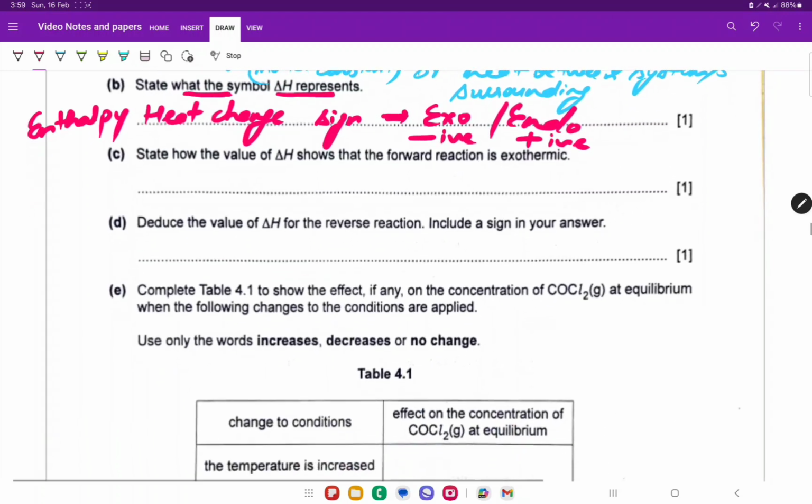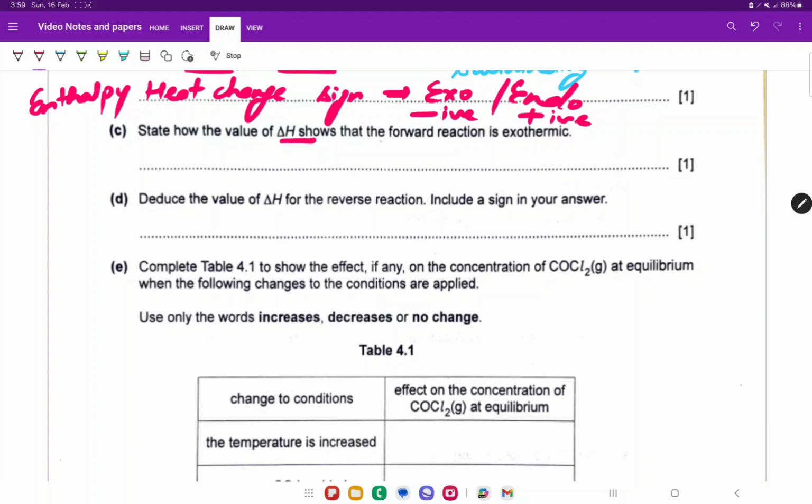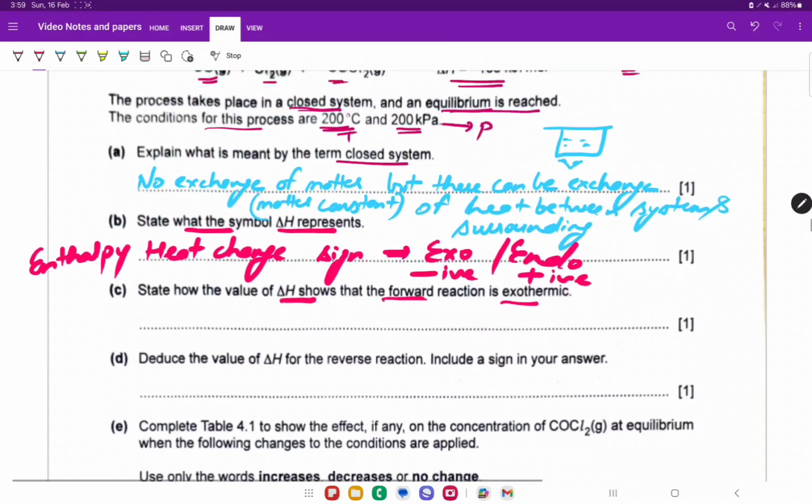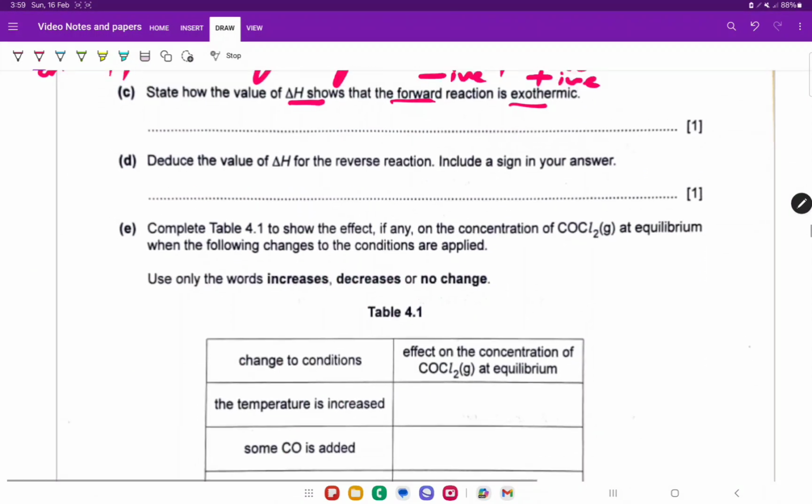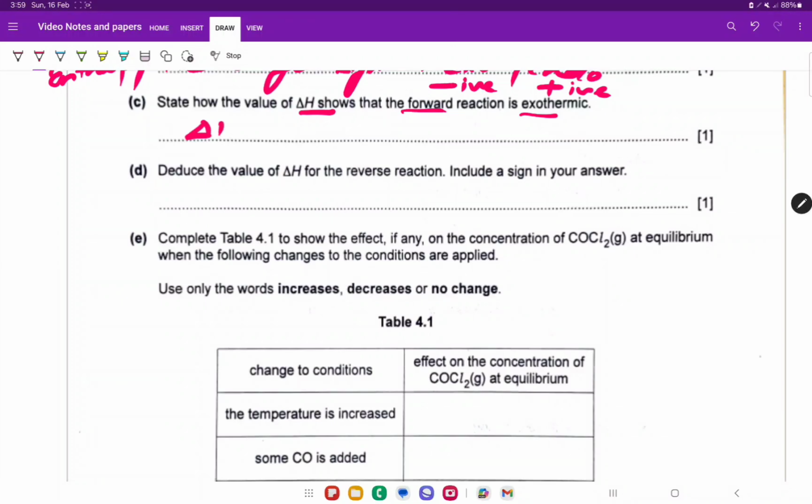Okay. State how the value of delta H shows that the forward reaction is exothermic. If I look at this reaction, delta H is negative, minus 105. If delta H is negative, it means the forward reaction is exothermic. Delta H negative, exothermic reaction.